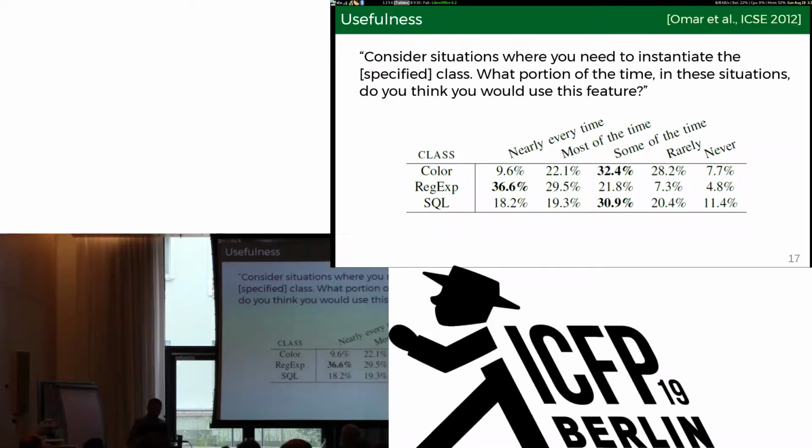And it turns out people were pretty excited, especially about the regex one. 36% of people said nearly every time, and then most of the time came in second. And for the other examples that we gave, there's a SQL one I didn't show you, but the color example, people said some of the time, or most of the time, rarely. Very few people said never.